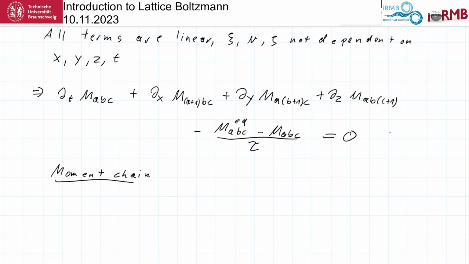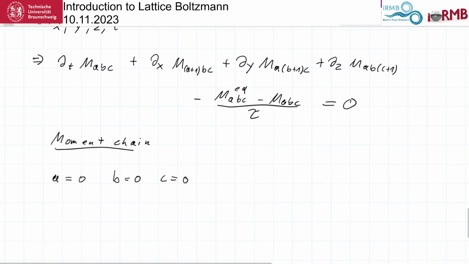So now, if we want to have specific equations, obviously we need to specify what we mean by A, B, and C, right? So let's say we start from the beginning. A is 0, B is 0, and C is 0, right? Okay, what would it mean? Now we need to know what these moments are.